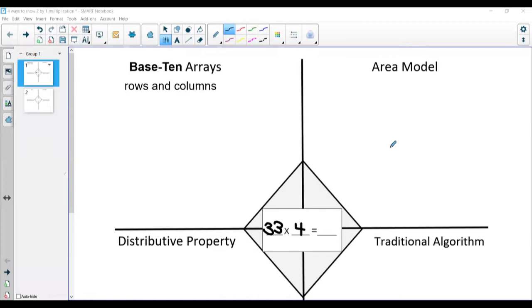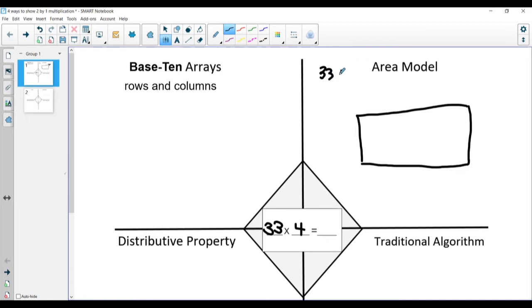Now I'm going to show you the area model. Area is the total amount of space within a given shape. When we think about the area model for multiplication, we're thinking about rectangles. And if we were thinking about 33 times 4, within this rectangle, 33 times 4 is the total amount of given space in this rectangle.